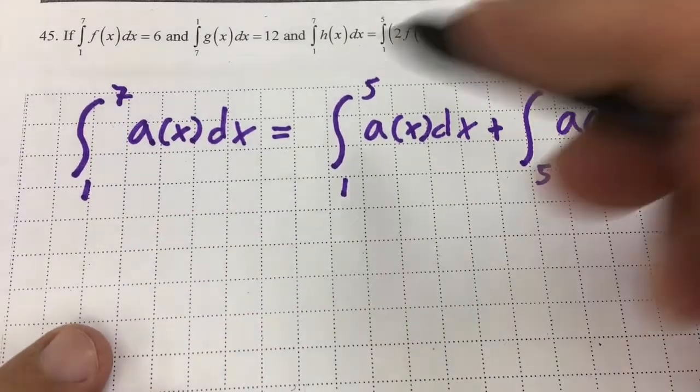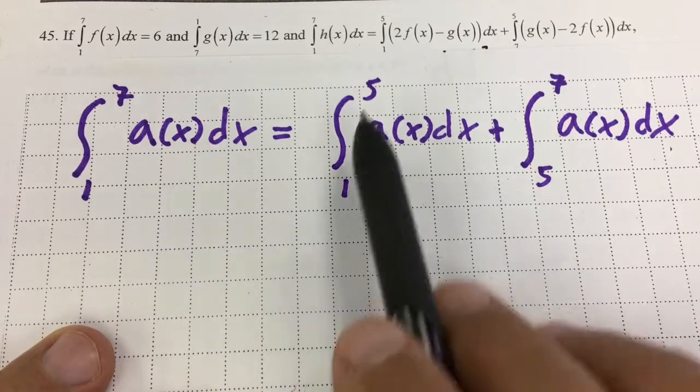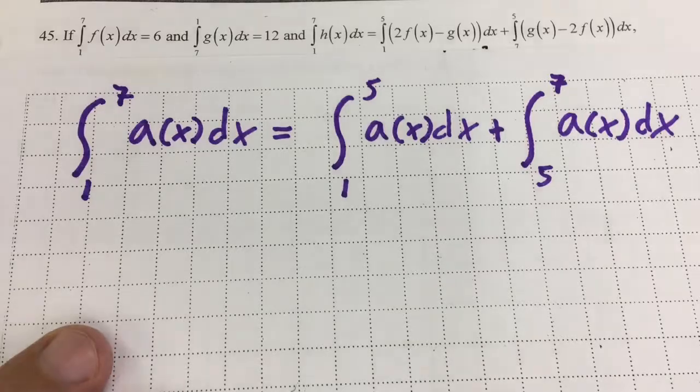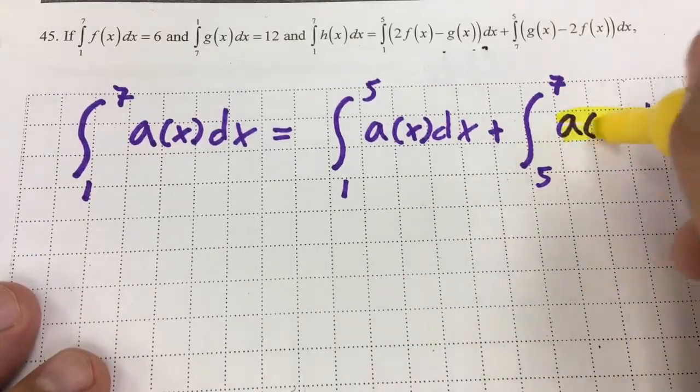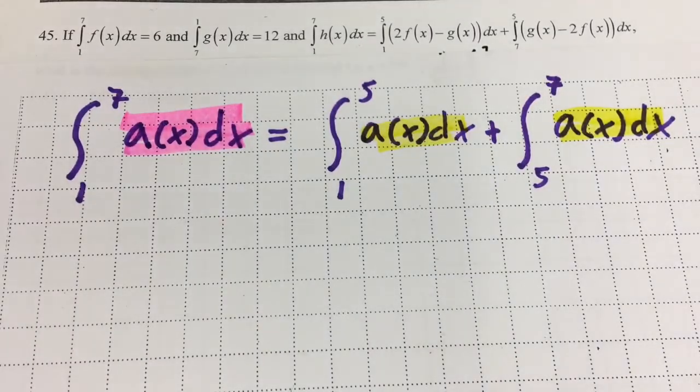And the idea of this whole string is that we want to get this to look like that over there. So from 1 to 5 of any function, plus 5 to 7 of that same exact function. Notice, these combine to be the single function. These combine up to render this single function. And that's the whole game plan for a problem such as this.